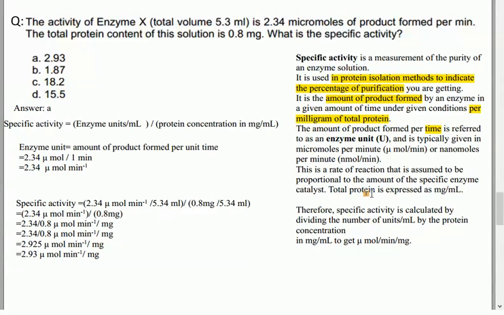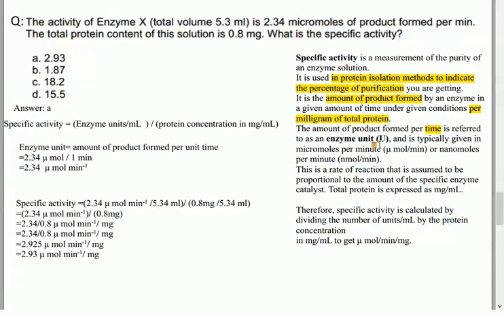Total protein is expressed as milligram per ml. Therefore, specific activity is calculated by dividing the number of units per ml by protein concentration in mg per ml to get micromole per minute per mg. So, we see here specific activity is the amount of product formed by an enzyme in a given unit of time under given conditions per milligram.